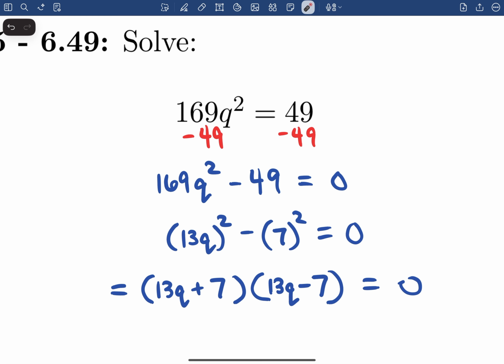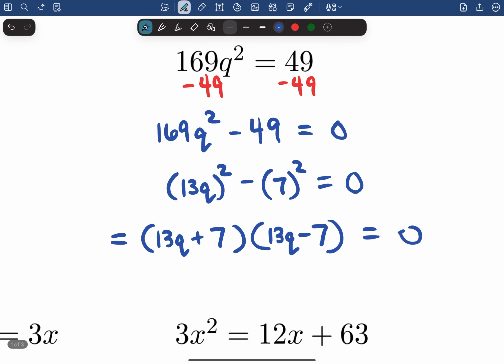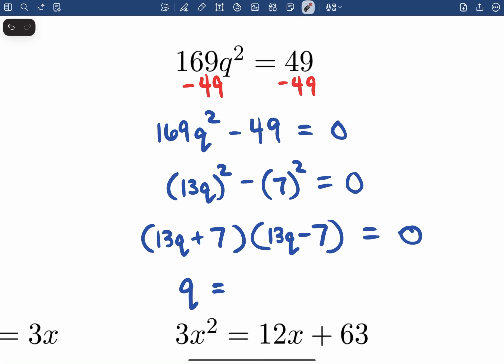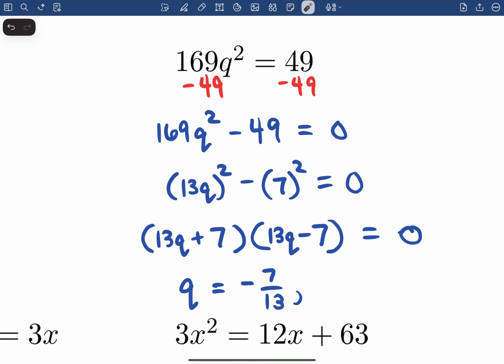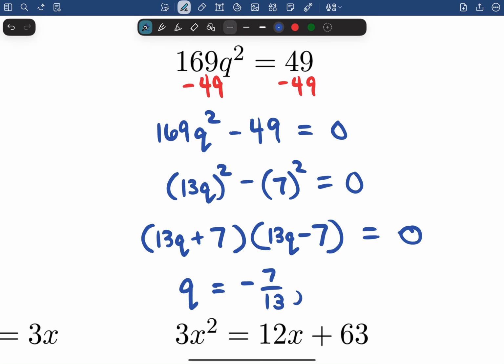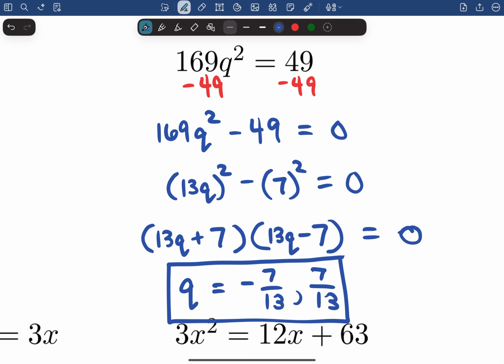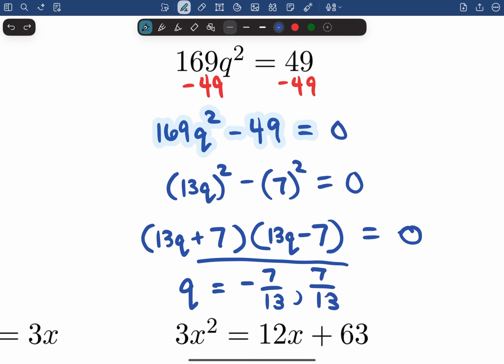And now that you have factored the difference of squares, that helps you to solve this equation that's set equal to 0, because now we know that q can equal, well, make this opposite divide by this, and you get negative 7/13. And then make this opposite and divide by this, and you get positive 7/13. And so these are the two solutions to this quadratic equation right here. Those are the two solutions. Okay, so we have solved, and we're done.